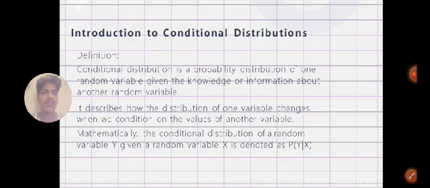Conditional distribution is a probability distribution of one random variable given the knowledge or information about another random variable. It describes how the distribution of one variable changes when we condition on the value of another variable. Mathematically, the conditional distribution of a random variable Y given a random variable X is denoted as P of Y by X.